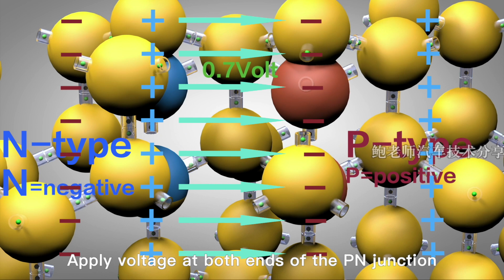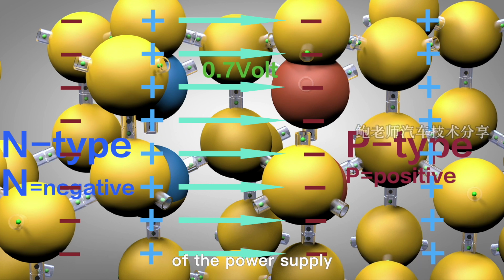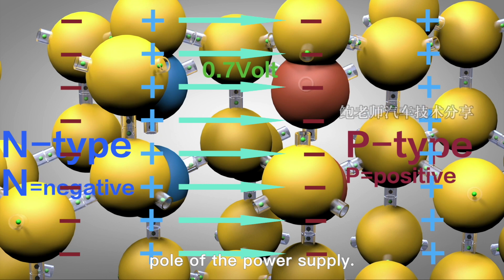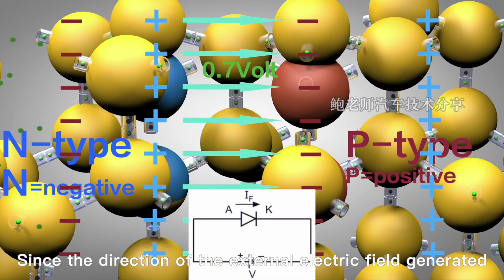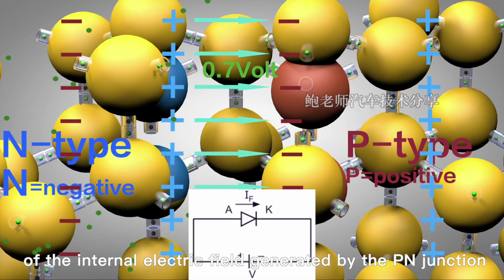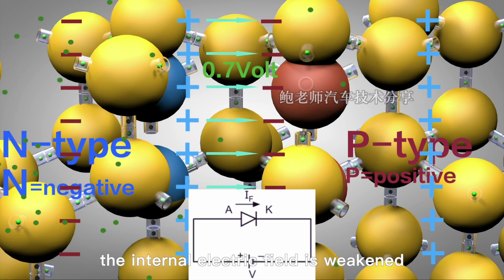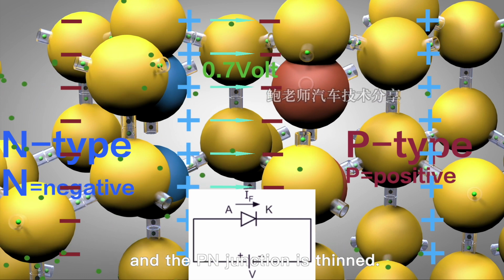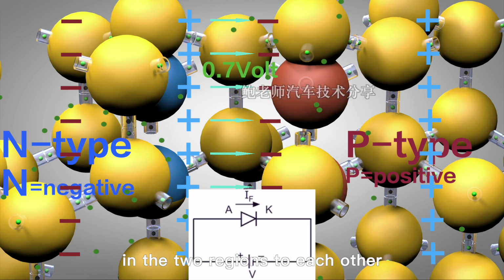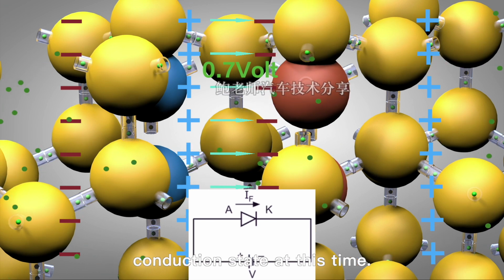Apply voltage at both ends of the p-n junction. That is, the P area is connected to the positive pole of the power supply, and the N area is connected to the negative pole of the power supply. Since the direction of the external electric field generated by the external power supply is opposite to the direction of the internal electric field generated by the p-n junction, the internal electric field is weakened and the p-n junction is thinned, which is conducive to the diffusion of the majority carriers in the 2 regions to each other, forming a forward current, and the p-n junction is in a forward conduction state at this time.